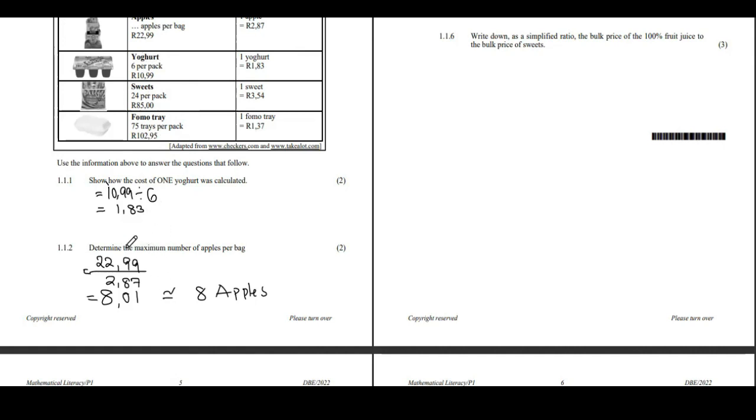And we came to determine the maximum number of apples per bag. When you look at the apples that we have, the apples cost R22.99, but only one apple costs R2.87. So how many apples are there? Then indeed we needed to divide, whereby we took the cost per pack divided by the cost for only one apple to find out how many apples. So you end up having 8.01, but definitely we cannot have half an apple, or apples in decimals. So these were 8 apples.